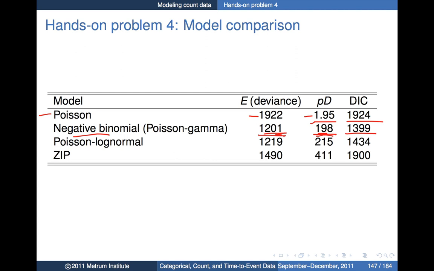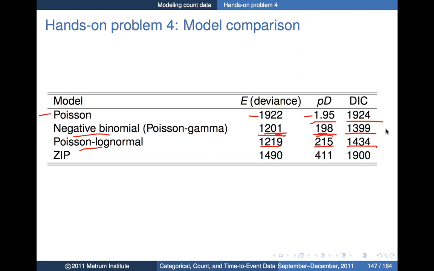When we go to our Poisson log normal, it's a little bit higher expected deviance, also a little bit higher PD, though pretty close. The net result is that again, it's still markedly better than the standard Poisson, but it's not quite as good, it appears, as the negative binomial, though frankly the distinction between those is not that strong.